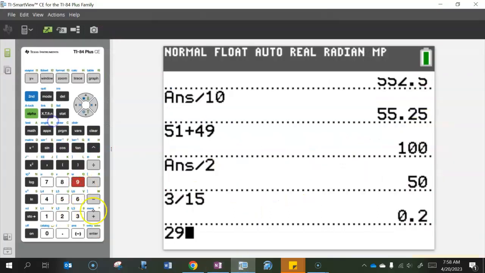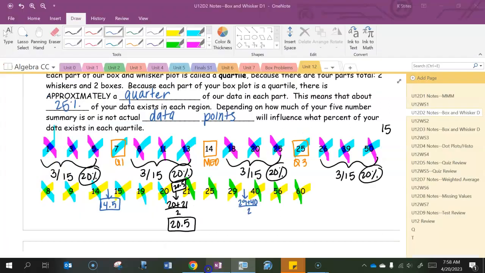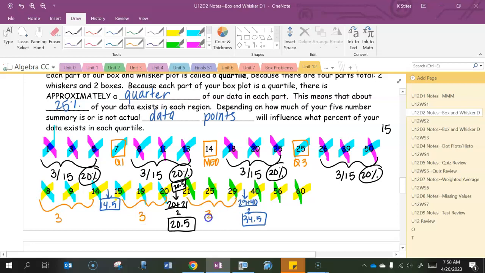And let's see what that gives us. That is a 34.5. Now remember, those are not a part of our quartiles. Okay, so now I have 3, 3, 3, and 3, but this time I only have 1, 2, 3, 4, 5, 6, 7, 8, 9, 10, 11, 12 numbers. And when you do 3 divided by 12, this is 25%.